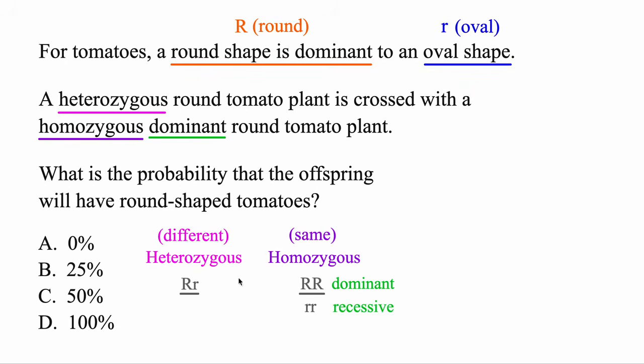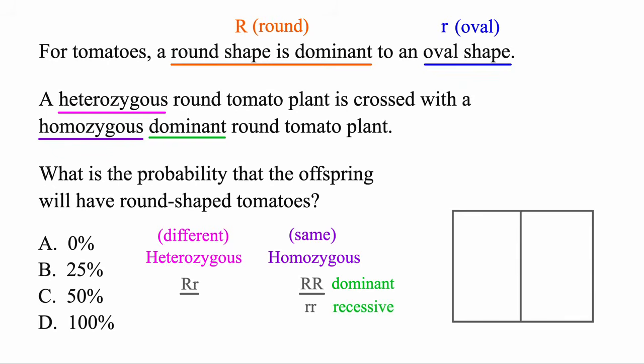But we know what both of the parents look like. Let's go ahead and draw our square. Line down the middle, line across. The first parent, heterozygous, one of each, we'll put that across the top and just split up the letters there. The next parent, homozygous dominant, 2 capital R's, we'll split those up along the left side there. And feel free to pause and keep going here.